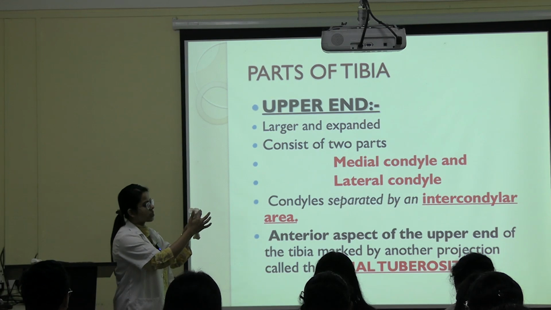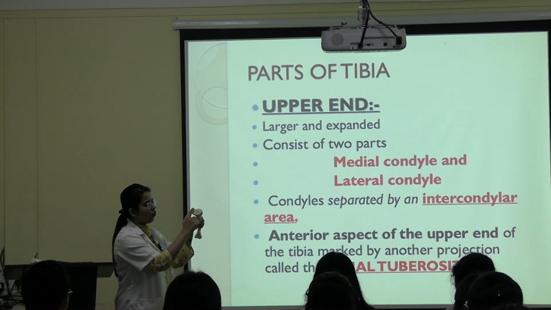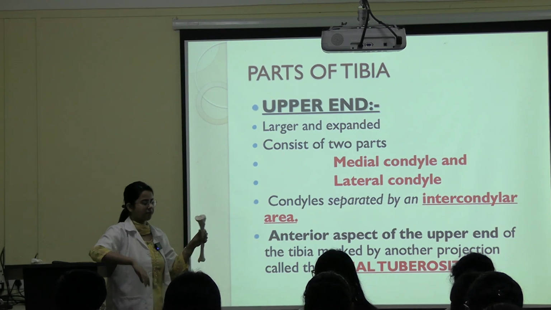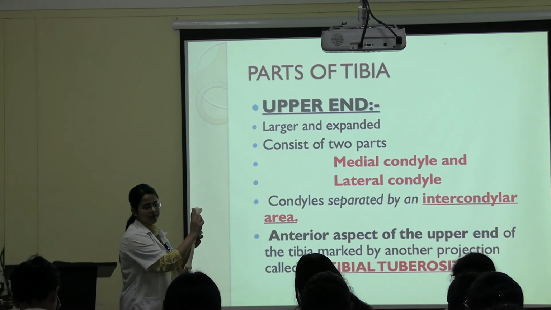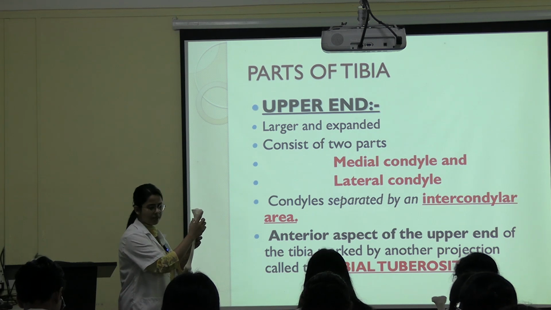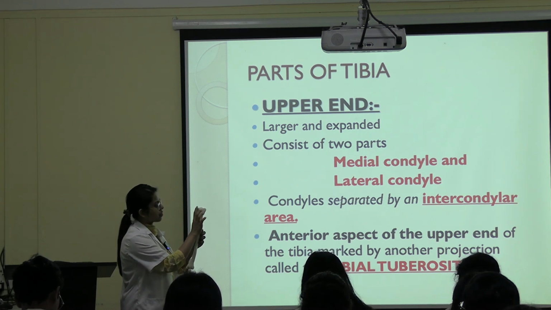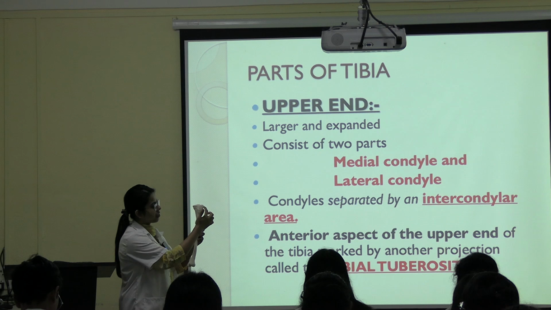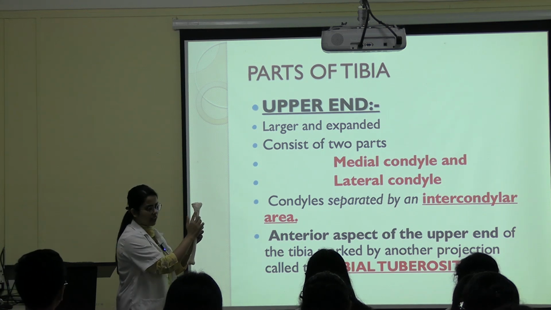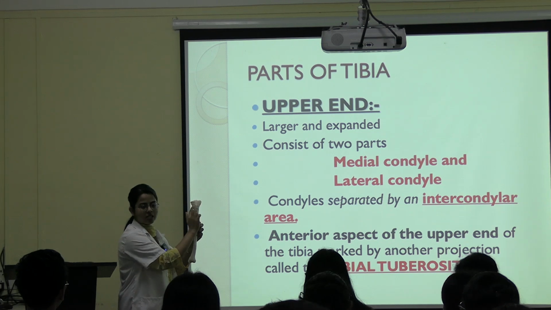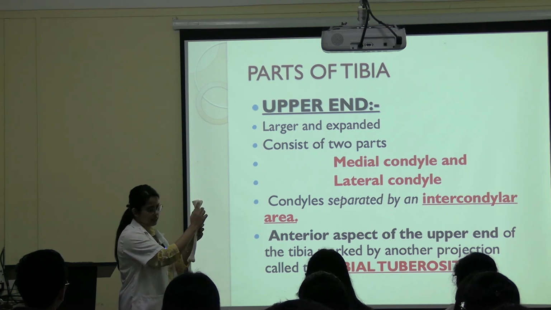Lateral condyle is round and smaller, and medial condyle is oval and larger. Okay. Now this is what surface? Anterior surface. The anterior surface of both medial condyle and lateral condyle will join together to form a triangular area. What is this area known as? Tibial tuberosity. Yes, tibial tuberosity.